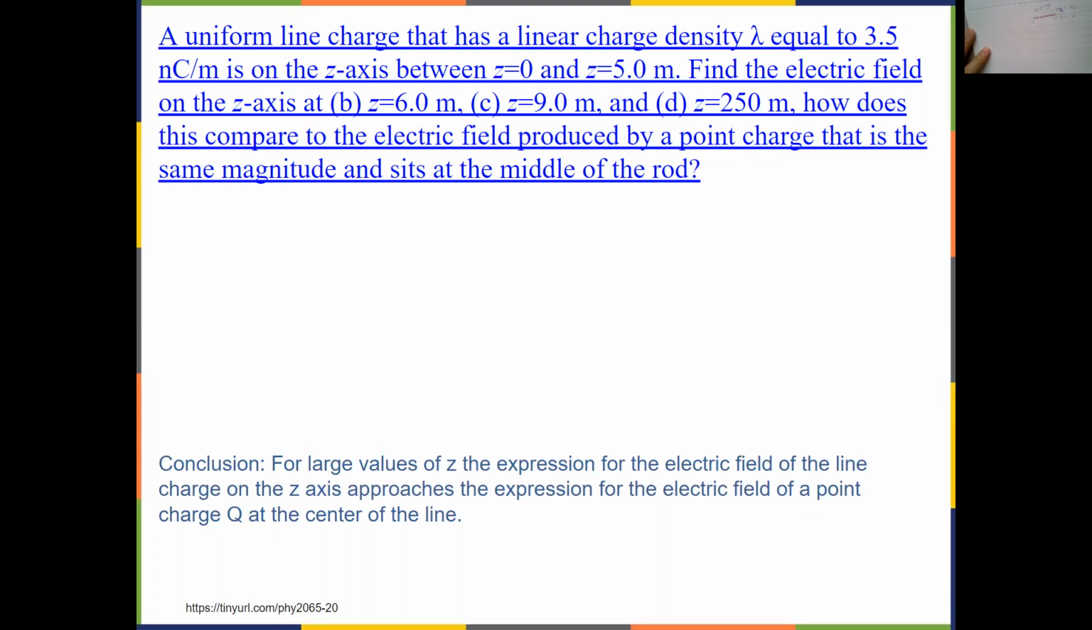You can again start with this equation here: E in the z direction is k lambda times (1 over r2 minus 1 over r1). That's the equation you can use. So this is r2, and this is r1, from 0 to here, and then from here to there. So you can give it a try, and then we can take a look at the solution together in a few minutes.